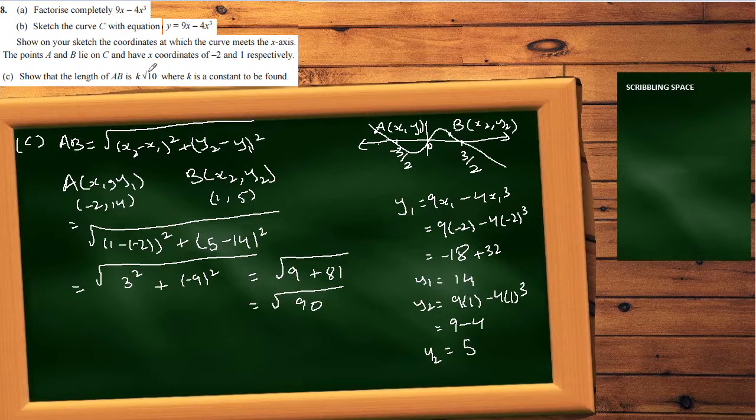Now remember there is a factor of 10 here, right? So we can write it as 9 times 10. So under root 9 times 10, and we can split this as root 9 times root 10, and root 9 is 3. So you get 3 root 10. Therefore, comparing k root 10 with 3 root 10, we can confidently say that k is equal to 3.